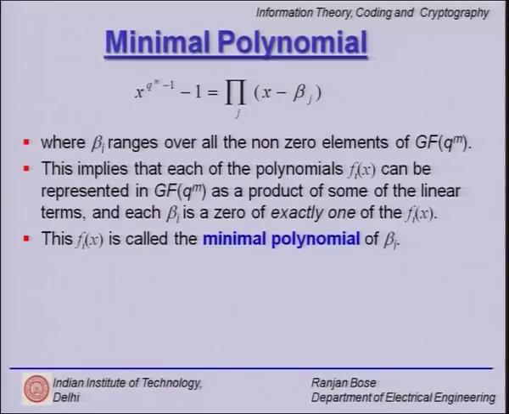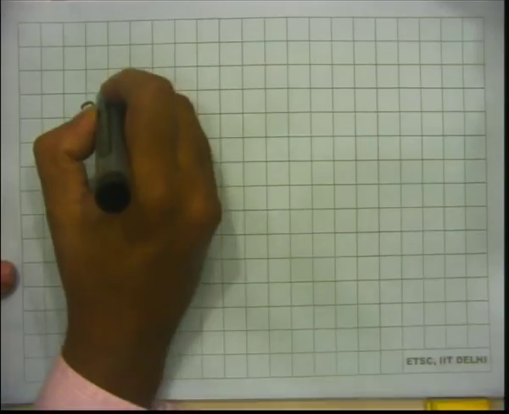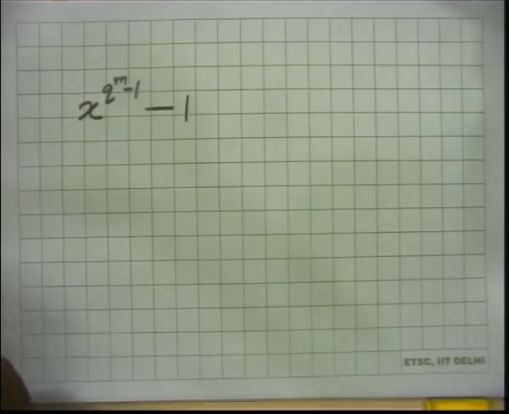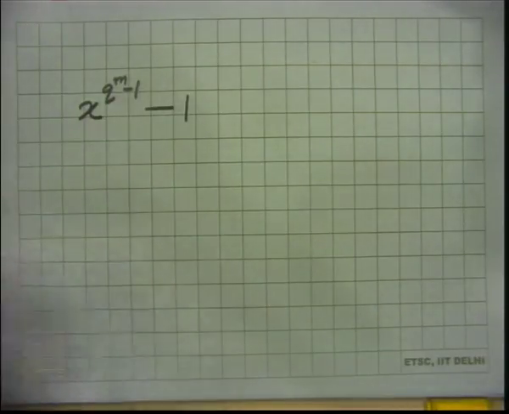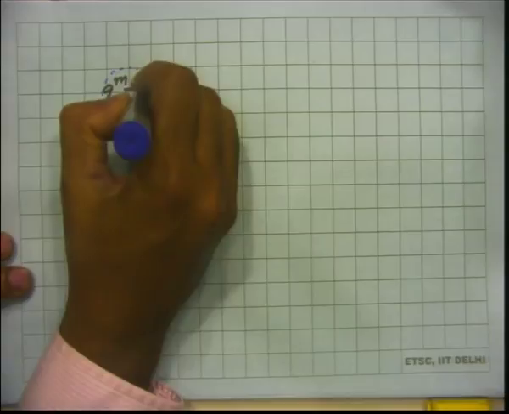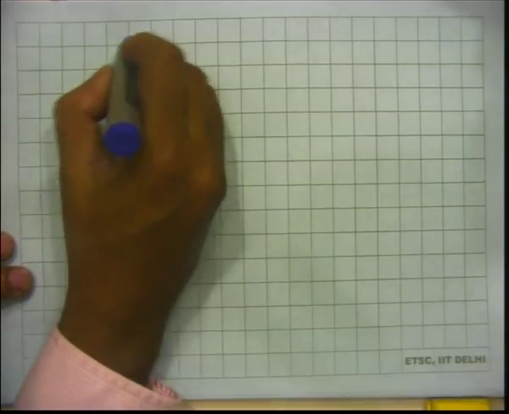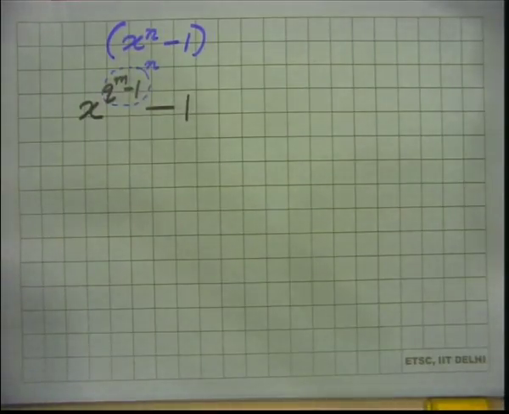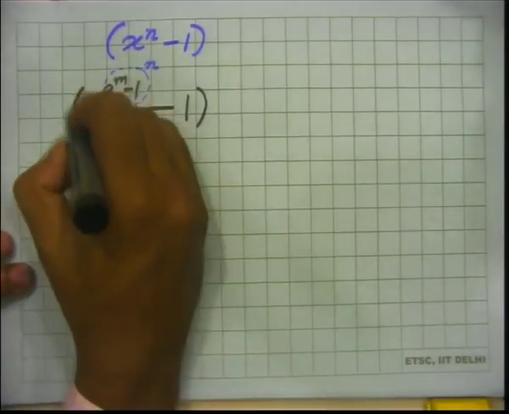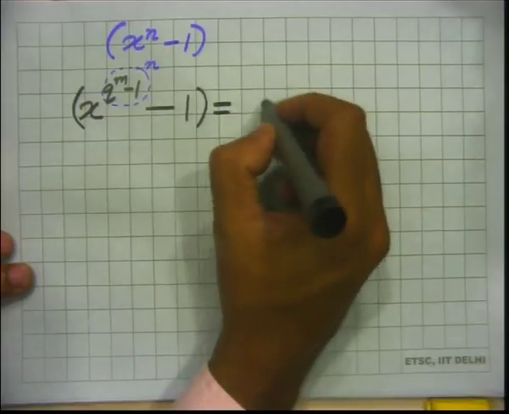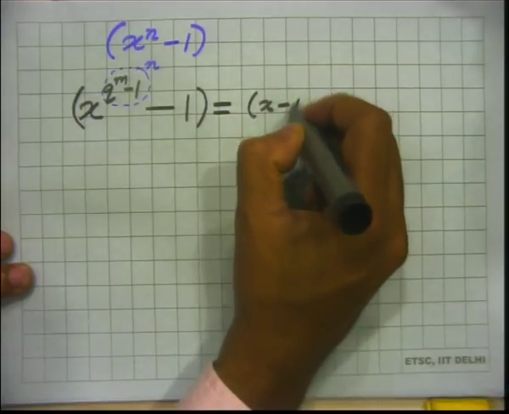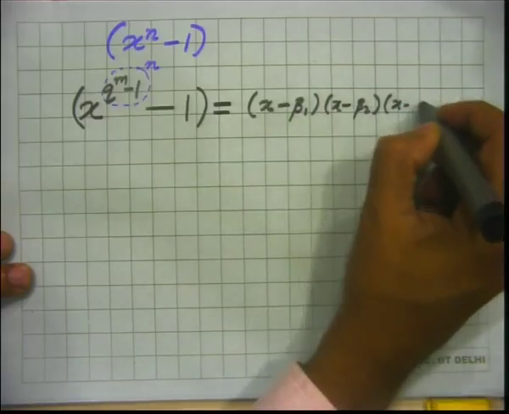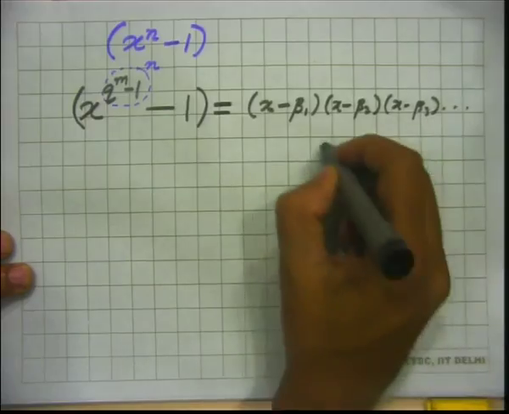we have x^(q^m - 1) minus 1. So, this is very conveniently my n. So, we are still looking at the x^n minus 1 factorization, because we are in the domain of cyclic codes. So, this can easily be written as a product (x minus beta 1)(x minus beta 2) and so on and so forth, right.